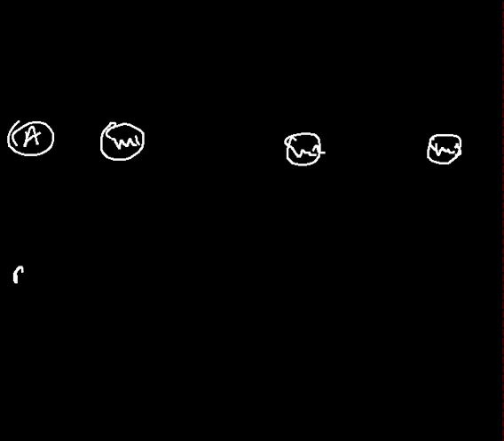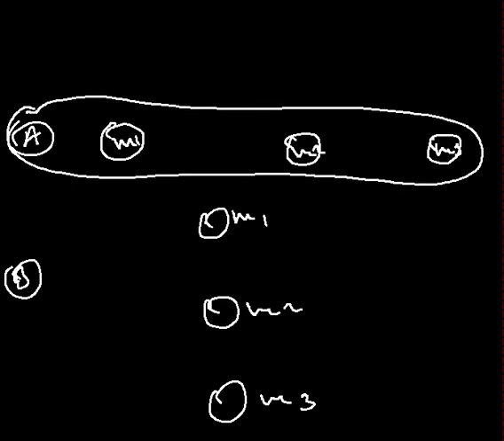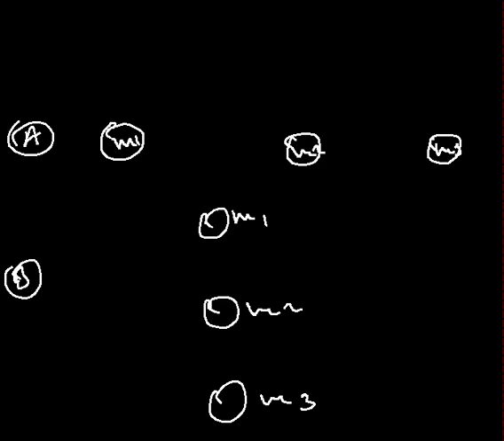Let's say we have a system of several masses. Let's say this is mass 1, this is mass 2, and this is mass 3, and this is system A. And let's say we have system B, where this is mass 1, this is mass 2, and this is mass 3. Now these two systems are systems of masses, as you can see.